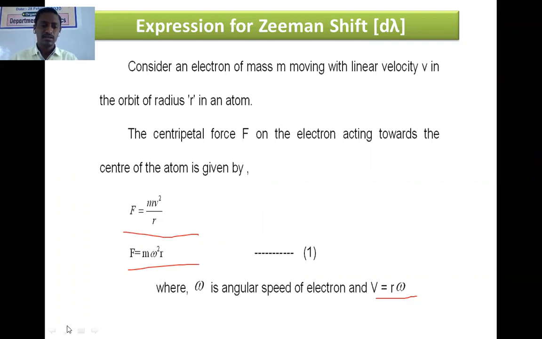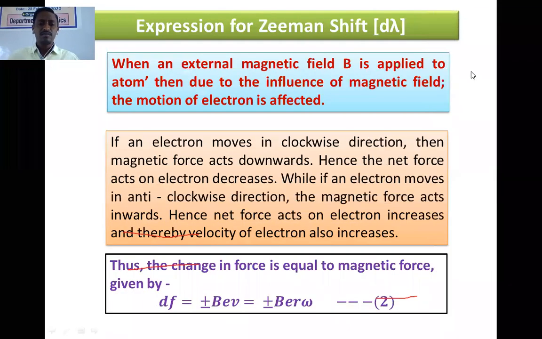Okay, again, that means the centripetal force is obtained before the application of an external magnetic field. It exists in an electron or in an atom due to the circular motion of electrons. Now let us see the effect of the magnetic field, that is, what happens after the application of a magnetic field.